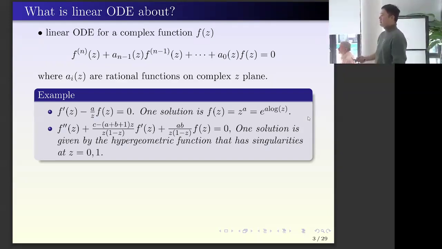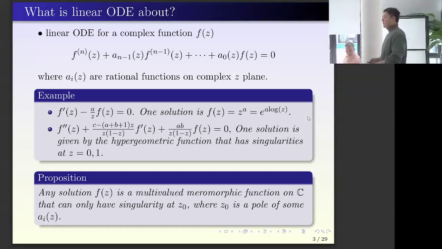Another example is given by the Gauss equation, or the hypergeometric equation, where a, b, c are again constants. One typical solution is given by the hypergeometric function, which may have singularities at z equals 1 here. This is a very typical phenomenon. A basic fact says that any solution of a linear ODE is a multi-valued meromorphic function on the complex plane, and it can only have singularities where the coefficients do. This is the basic fact about linear systems. For nonlinear systems, the solution can have more singularities, but for linear ones, the singularities are fixed.